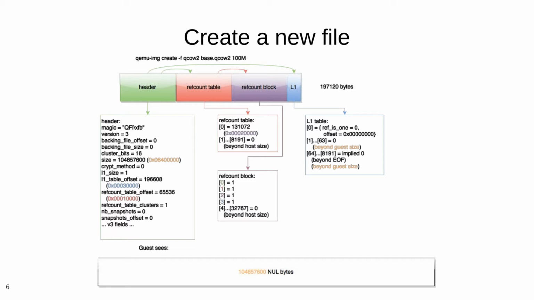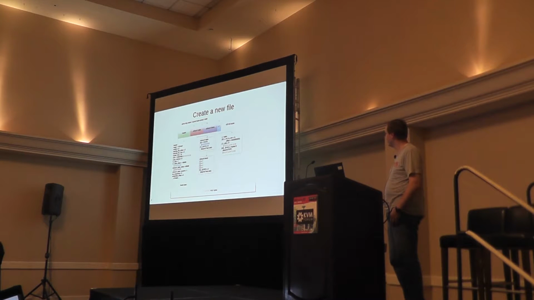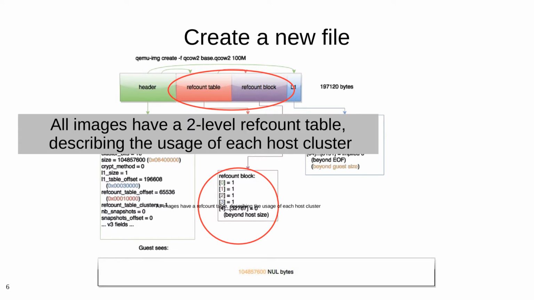Let's create a new file. 100 megabytes will suffice just for the demonstration. And there is the first representation of what the file does. I looked online and could not find a great image for this, so obviously you can't read it, but we'll try to point out what's important.